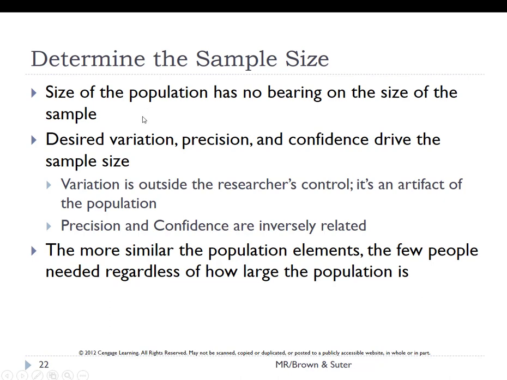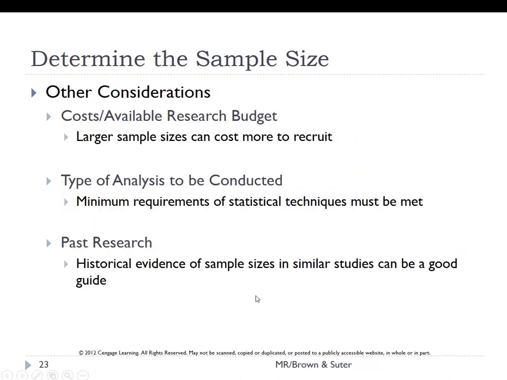It seems kind of odd, but the actual size of the population doesn't really have a whole lot of bearing on the size of the sample. It's more based on how diverse the population is, the precision or amount of error you're willing to have, and the confidence. That's all what drives sample size. If you have a very similar population, not a lot of diversity, then we can just talk to a fewer number of people to get an overall view of what the entire population thinks.